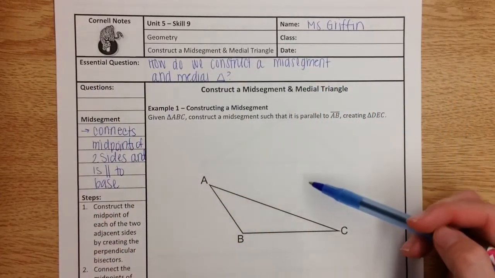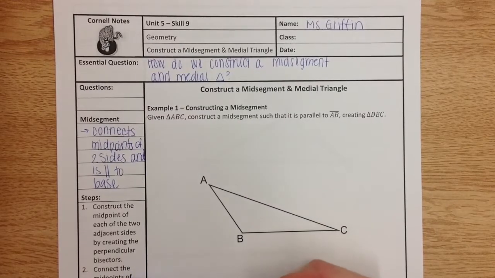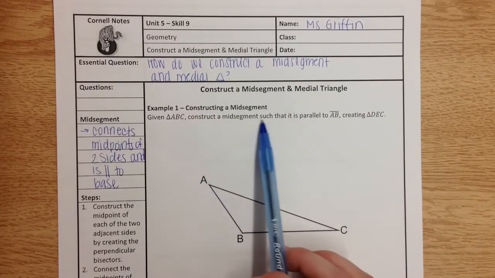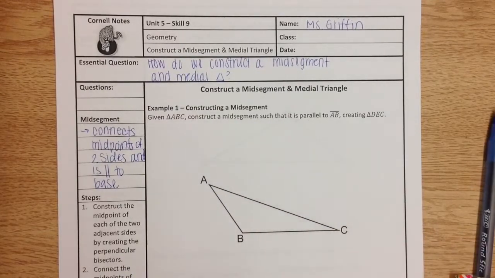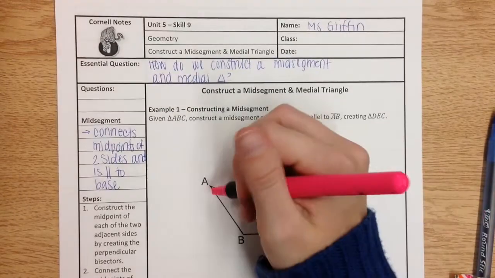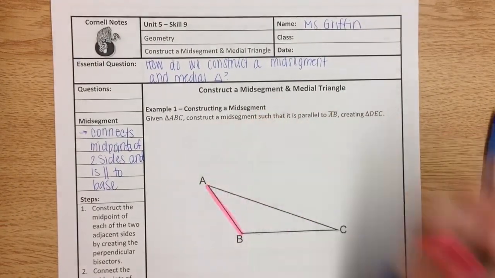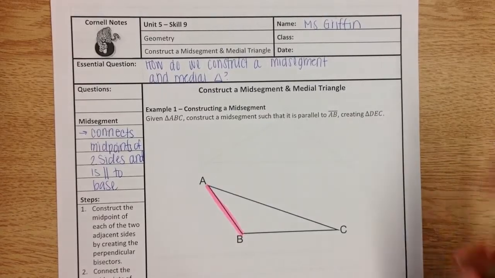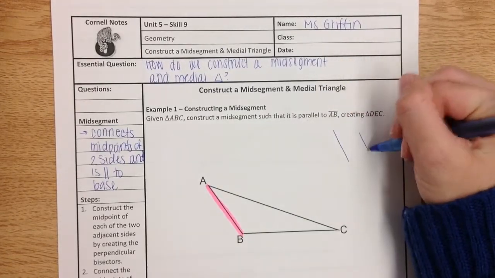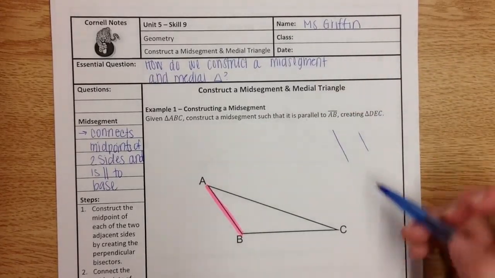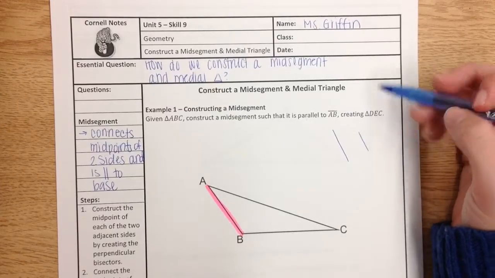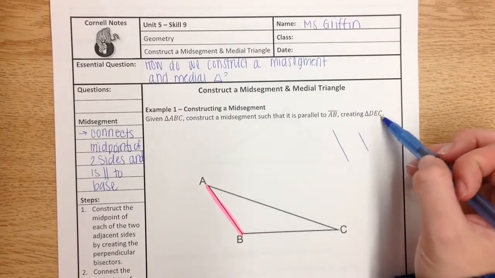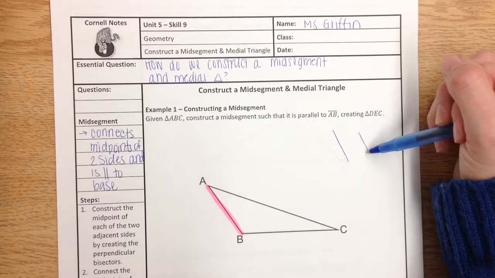So in this first example, we have the steps listed off to the side if you get stuck. It says construct a midsegment such that it's parallel to AB. So I'm going to highlight AB because I know that I want it to be parallel to this. If I want to make a line that's parallel to AB, that line should go in the same direction, parallel meaning never touching. So that means that we need to create triangle DEC such that these two lines are parallel.